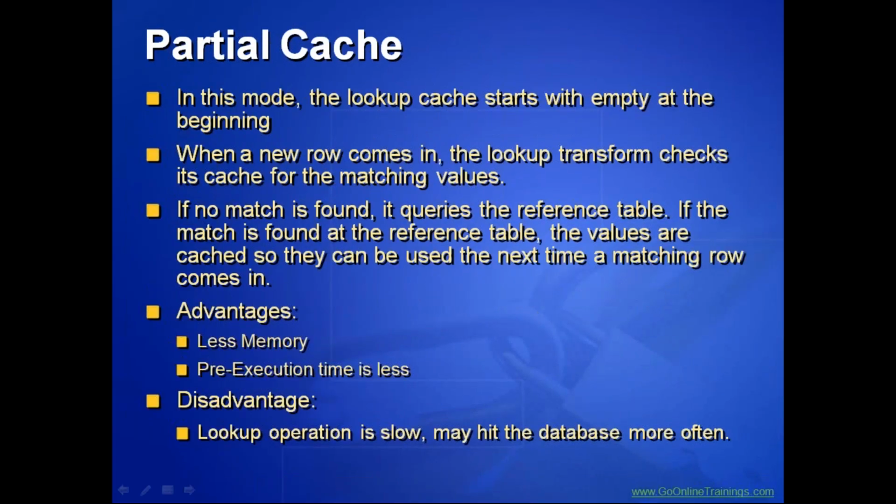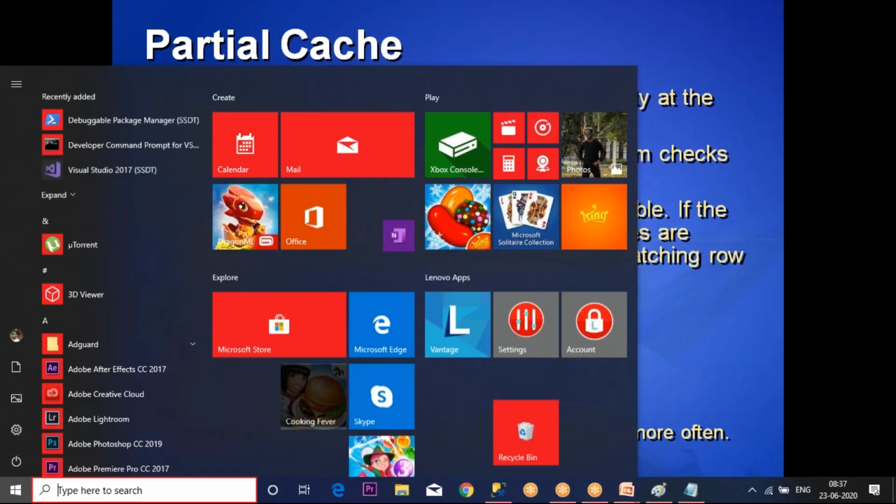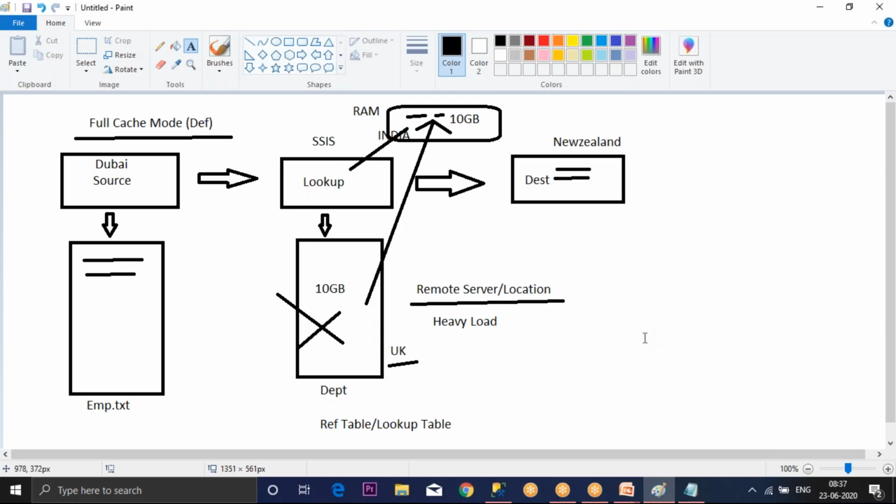The next one is called partial cache. What happens in partial cache, and when should I go in for partial cache? Let us understand. If you have any questions, you can ask me now. If you have any questions on the full cache or the no cache. Otherwise, we are good to go for the partial cache. Clear?